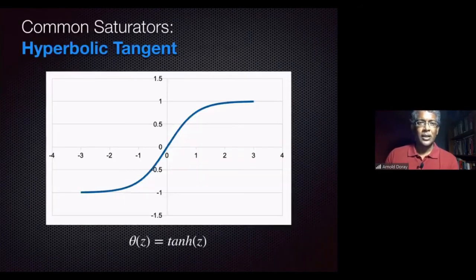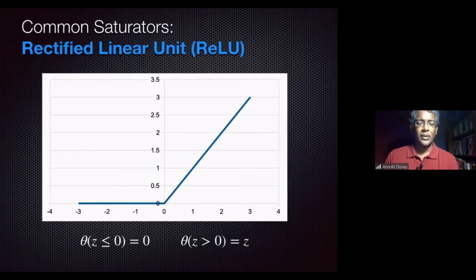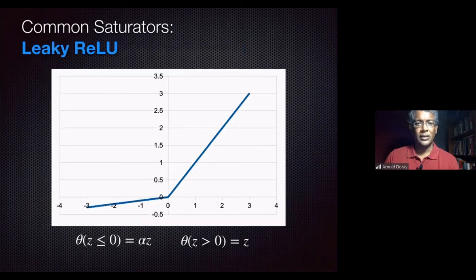Now, there are many different kinds of saturators. There's the hyperbolic tangent, tanh, which looks like a sigmoid, very similar to sigmoid. The one that we would like to use more often is ReLU, which is 0 below 0, and if your argument is above 0, it just returns the argument. Leaky ReLU is very similar to ReLU, except that it has a slight slope on the negative side, with an alpha.